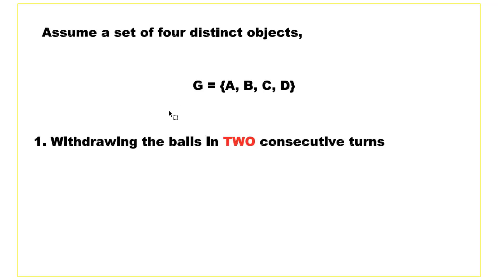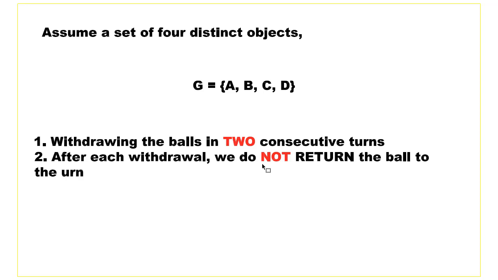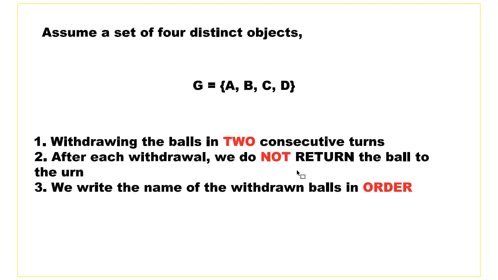3 rules. The first one, we are withdrawing these objects in 2 consecutive turns. And the second one, we are not going to return any object after each withdrawal. And the last one, we are going to withdraw these balls in order. So we put all the 4 objects in the urn and we start the first withdrawal.